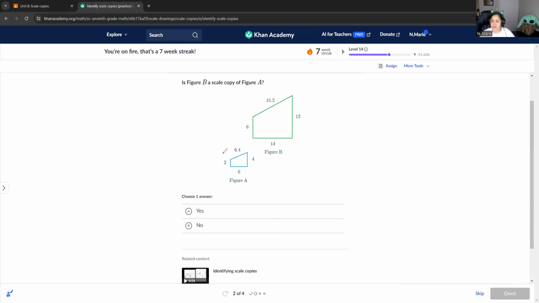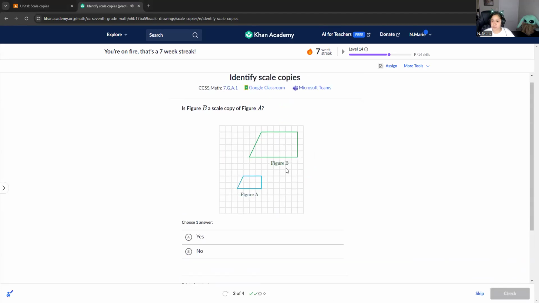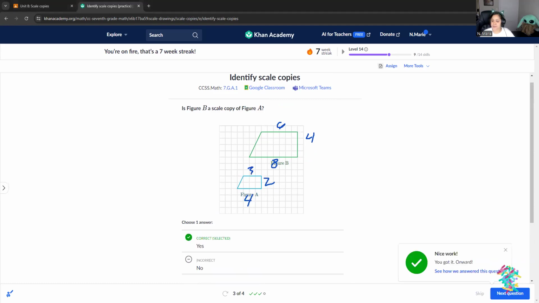So here, 2 times 3 is 6. Is 6 times 3 14? No. Is 4 times 3 12? Yeah, but 6 times 3 is not 14, so that just doesn't work. No, it must work for every side. All right, here, this is 2, that's 4. 2 times 2 is 4, so that's good. This is 1, 2, 3, 4, 5, 6, 7, 8, and this is 1, 2, 3, 4. So 4 times 2 is 8, so that's good. 1, 2, 3, 4, 5, 6, that's 6, and that's 3. 3 times 2 is 6. No need to do the diagonal side. This is good. That's a scaled copy.